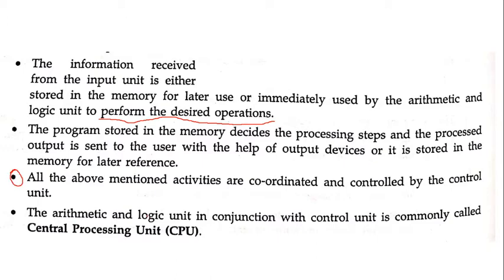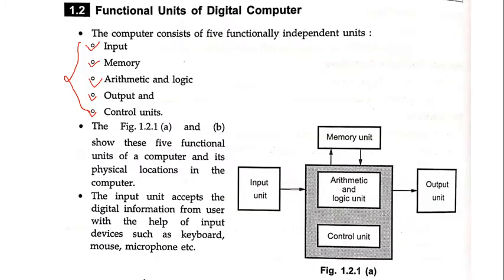The arithmetic and logic unit in conjunction with the control unit is commonly called the central processing unit. So the arithmetic and logic unit and the control unit, these two units, as we can see in the figure, this whole block is called the central processing unit, or CPU, which is the combination of the arithmetic and logic unit and control unit.